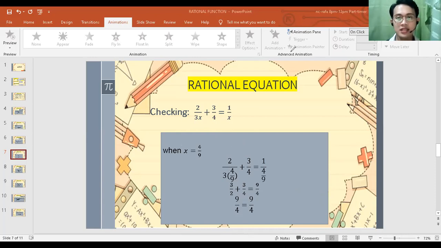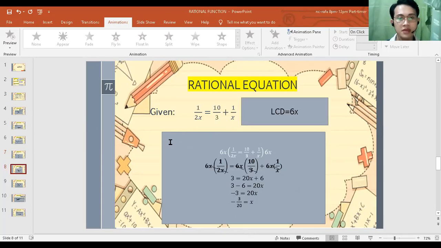Now let's proceed to the next example we have here. Okay, next example, given 1 over 2x, which is equal to 10 over 3 plus 1 over x. The LCD there is 6x. Why? Because you're looking for an expression which is divisible by 2x, at the same time divisible by 3, and at the same time divisible by x, and that is 6x. So how about when I multiply them, 2x times 3 times x, you will get 6x squared, right? But 6x is the least. So 6x should be the least common denominator, not 6x squared.